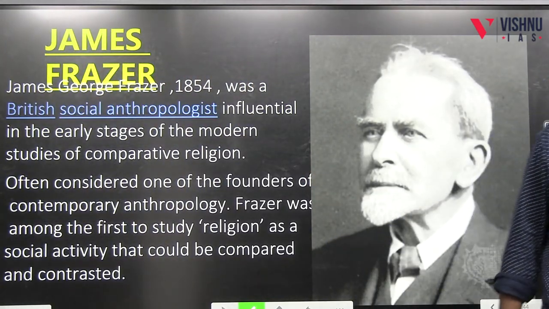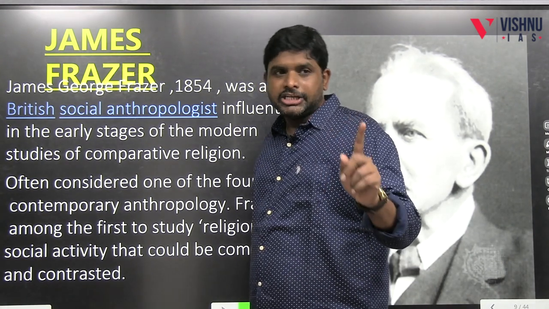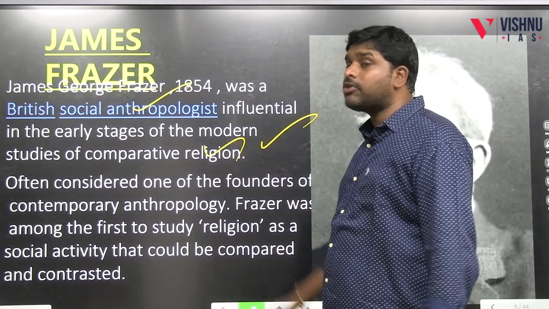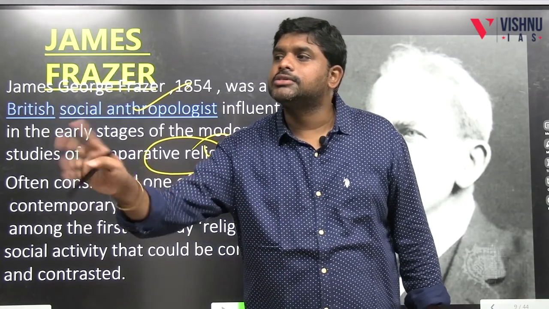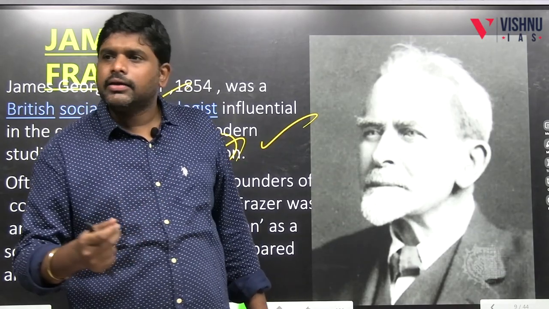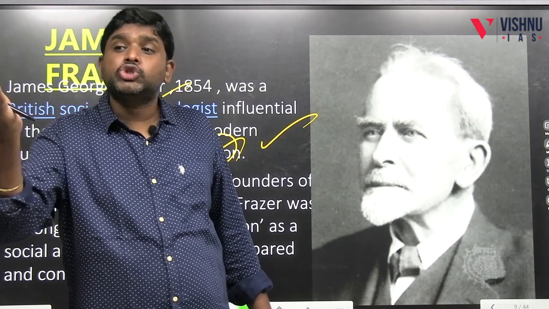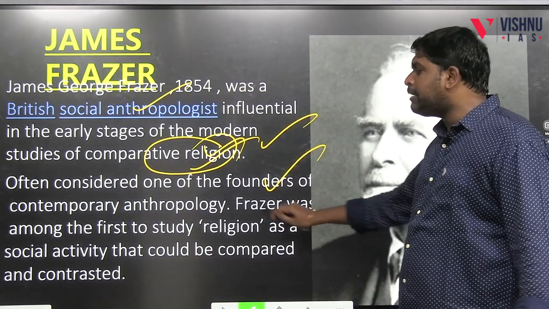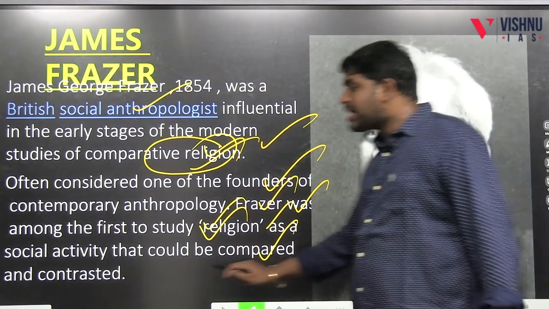James Fraser, what did he want to tell? E.B. Taylor was British, Henry Morgan was American, and James Fraser is British again. He was influential in the earlier stages of modern studies of comparative religion. What did he do? He compared the religions, Hinduism, Christianity, Islam. He studied the religions, compared them, and started telling which religion is superior. So, comparative religions. Often considered one of the founders of contemporary anthropology, Fraser was among the first to study religion as a social activity that could be compared and contrasted.